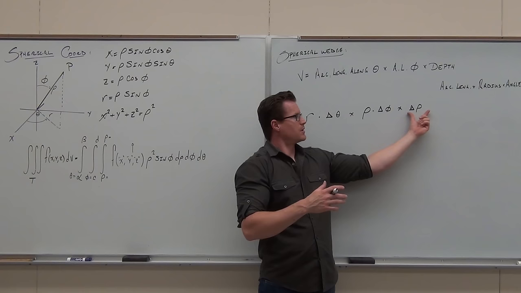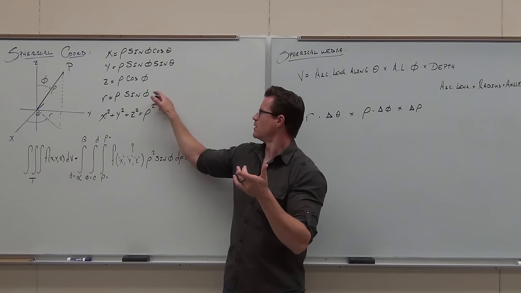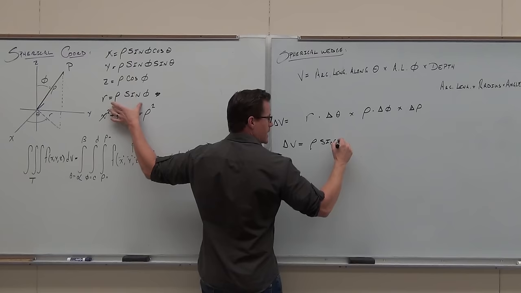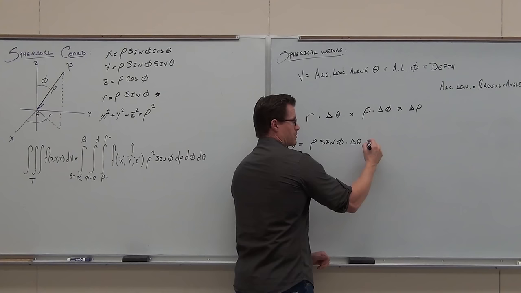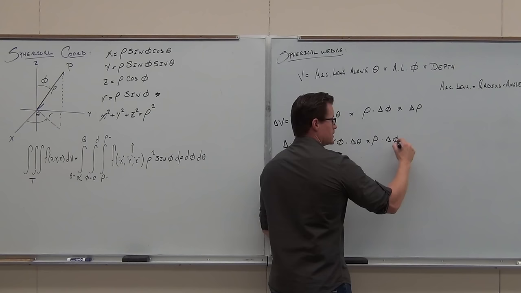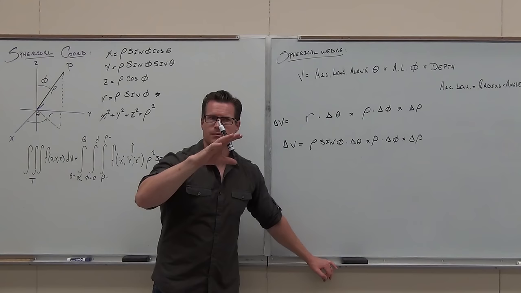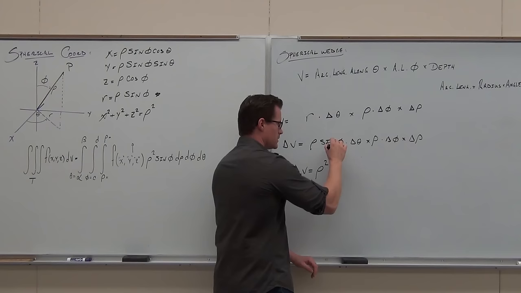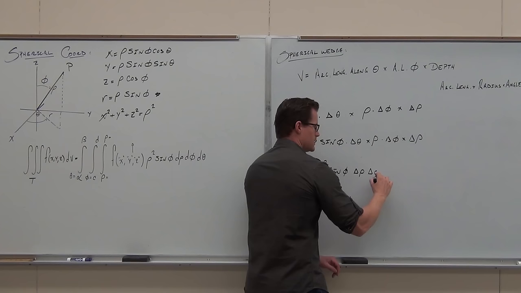But wait, there's something wrong. Then I get two r's. Oh. But if r is the same as rho sine phi, then r becomes this. Our delta theta is still there. Our rho, rho still rho, delta rho. Are you starting to see it? Let's group all our deltas at the back side. Rho times rho sine phi. Here's a delta rho, a delta phi, and a delta theta.